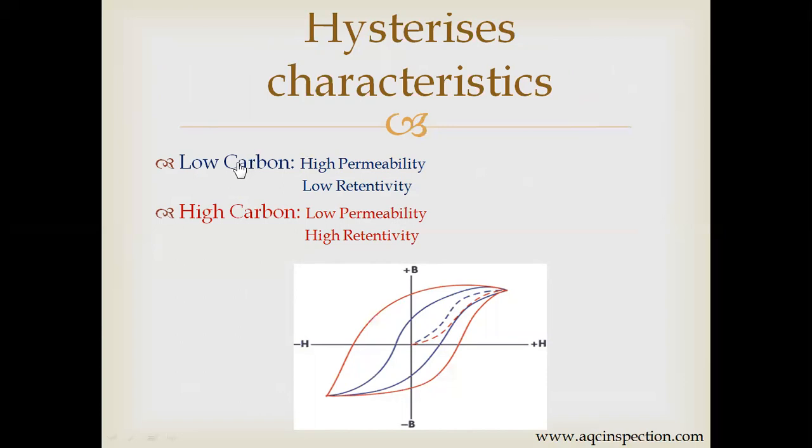A low carbon material, that is, a material with carbon content less than 0.3%, has high permeability but low retentivity. A high carbon steel with carbon content more than 0.8% cannot be magnetized easily. That is, it has low permeability but high retentivity.